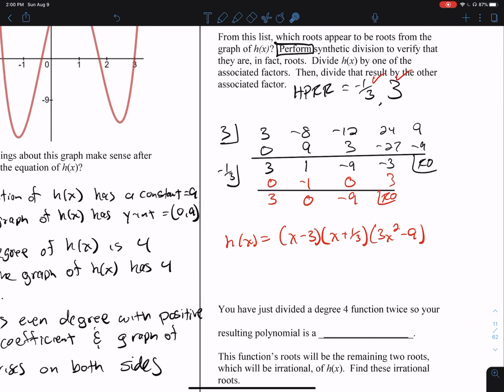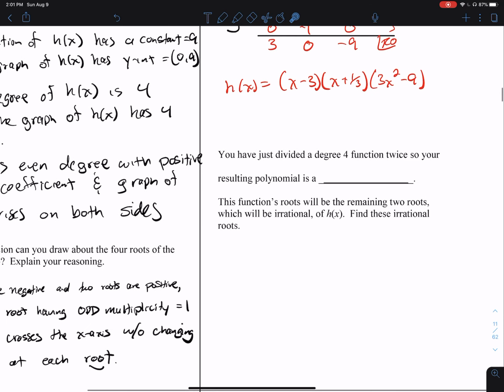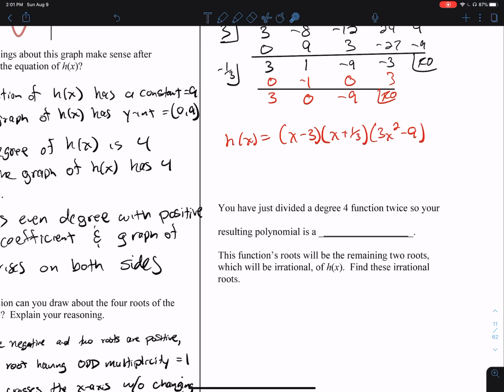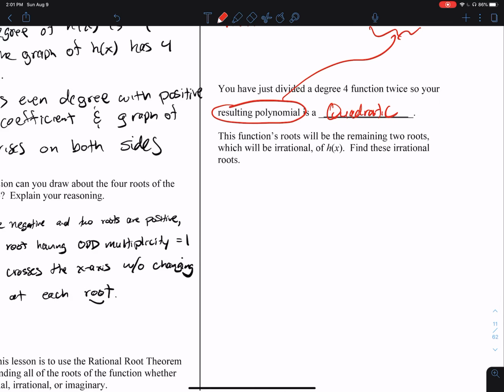Let's see if we followed the directions here. Divide h of x by one of the associated factors, did it. Then divide by the other associated factor, we did it. This is what we're left with, okay? Two factors that we got that were highly possible from the rational root theorem, and then we got this one. You have just divided the degree 4 function twice, so your resulting polynomial is a quadratic. Resulting polynomial is referring to this fellow right here, also known as a depressed polynomial. This function's roots will be the remaining two roots, which will be irrational, of h of x.